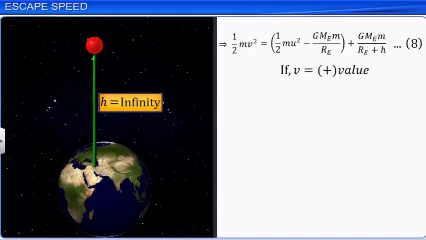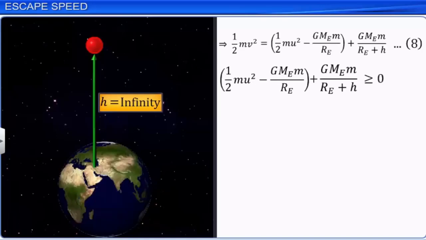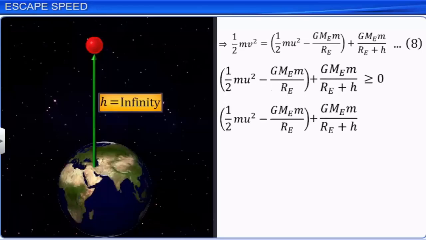This is possible when the combination of the terms on the right side of equation 8 is greater than or equal to 0 for any value of height h. Thus, the minimum value of u can be obtained by equating the expression to 0. Also, when h becomes infinity, the expression that includes h in equation 8 becomes 0.